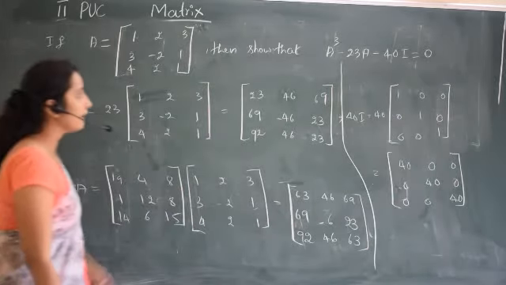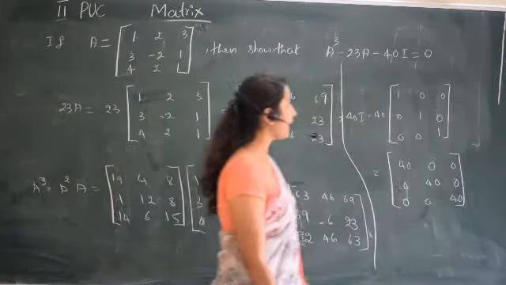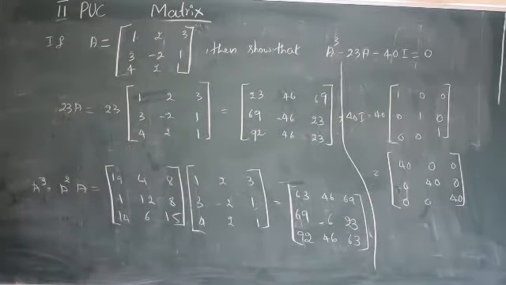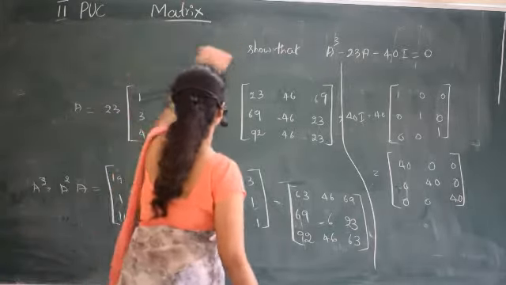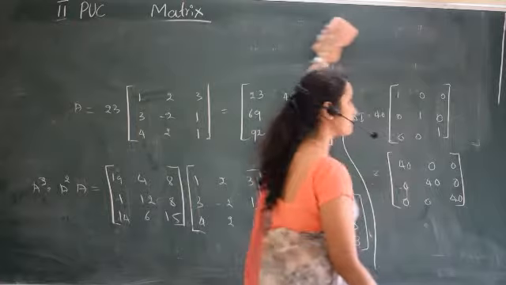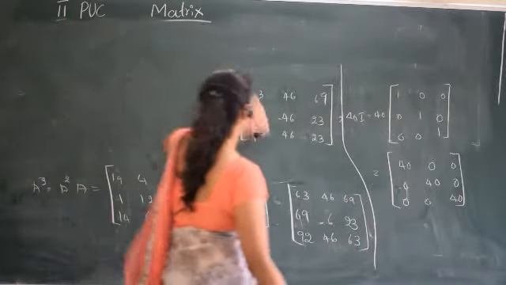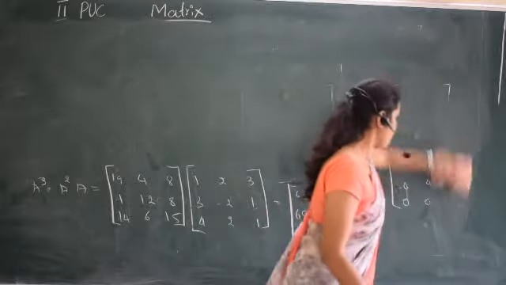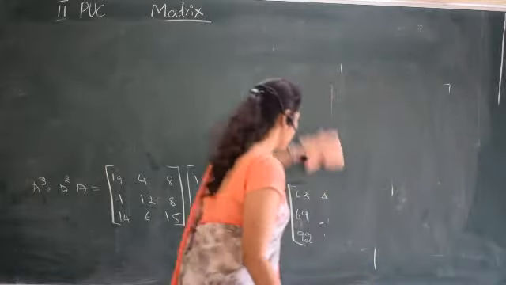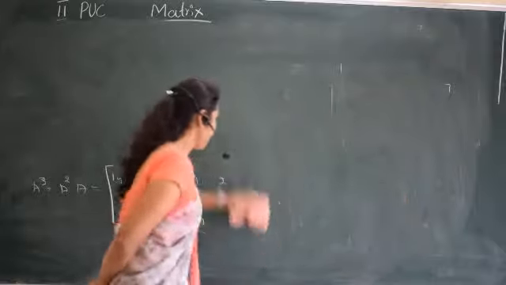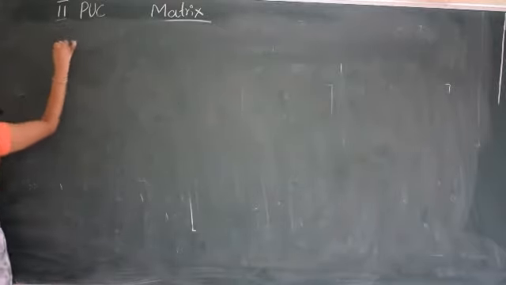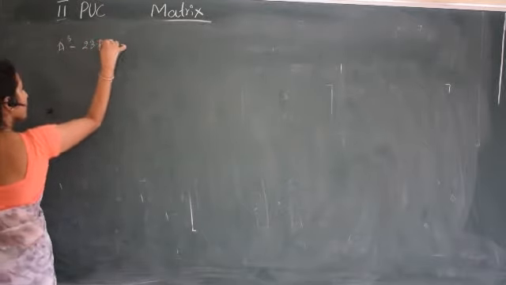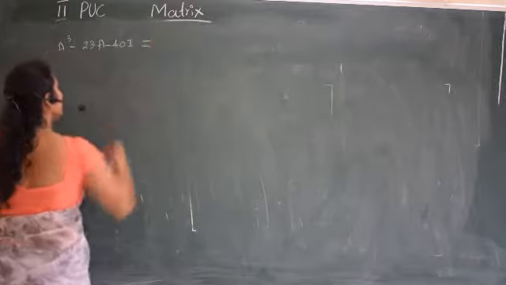Now we have all the entries: A cube, 23A and 40I. Now we consider the equation A cube minus 23A minus 40I. We consider that equation and simplify, and we have to get a 0 matrix. So the equation given is A cube minus 23A minus 40I. We have all the entries.